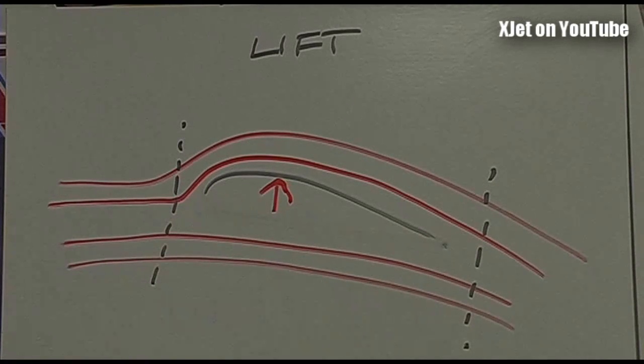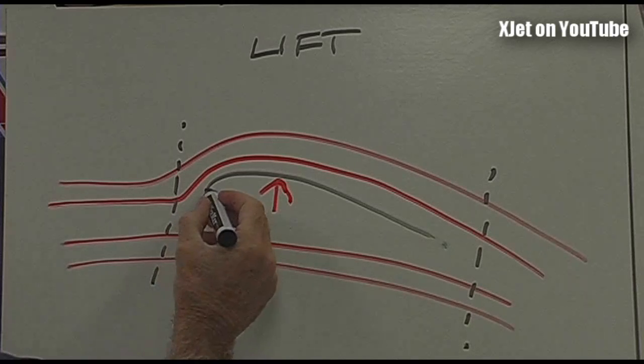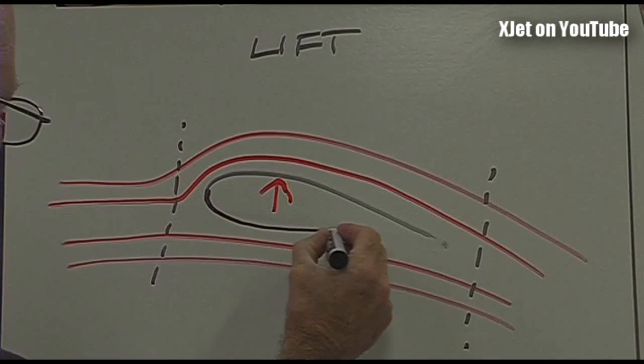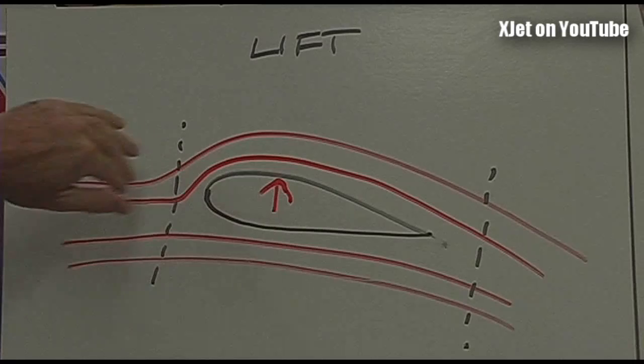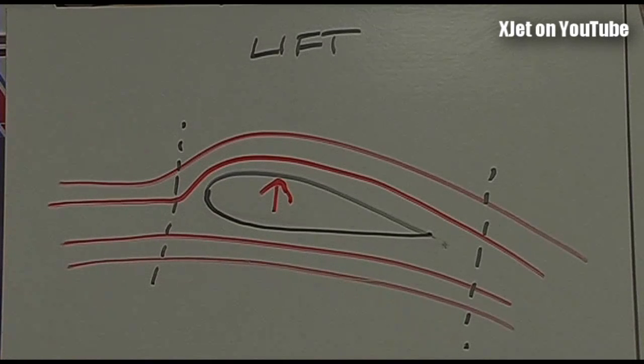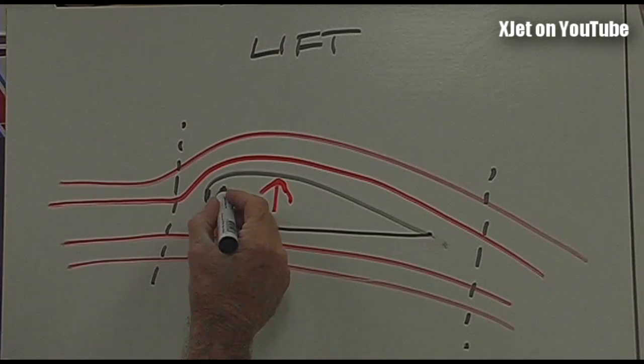In fact, a lot of aerobatic models, for instance, have symmetrical wings, which have the same curved top and bottom. So how can you get lift from a symmetrical wing? Surely the path over the top and the path over the bottom is the same. In fact, some models even just have a flat plate.